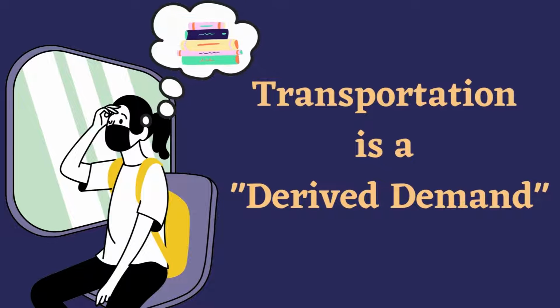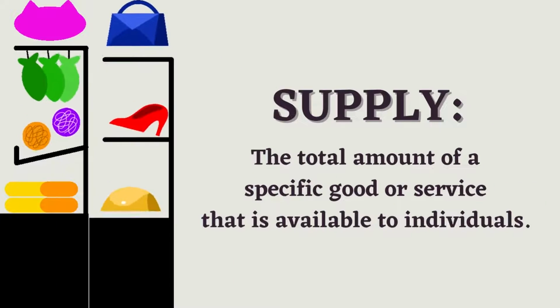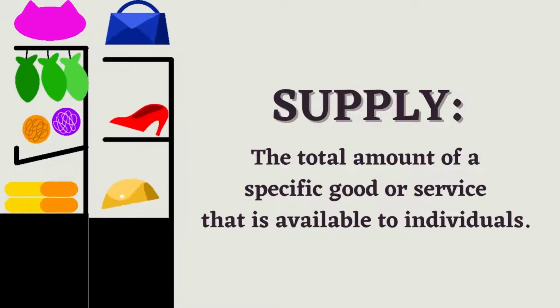Transportation is a derived demand, meaning transportation itself has no value unless you pair it with an activity you, the individual, want to do. For example, you take an e-scooter because you want to go to the library to study. Supply is the total amount of a specific good or service that is available to individuals.